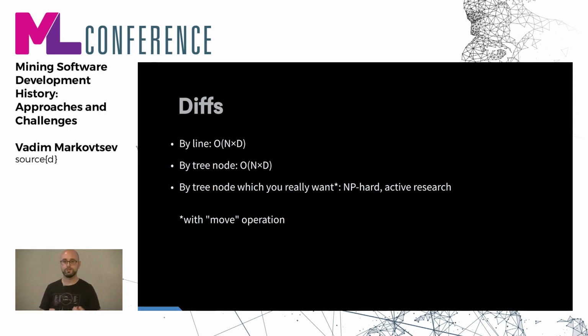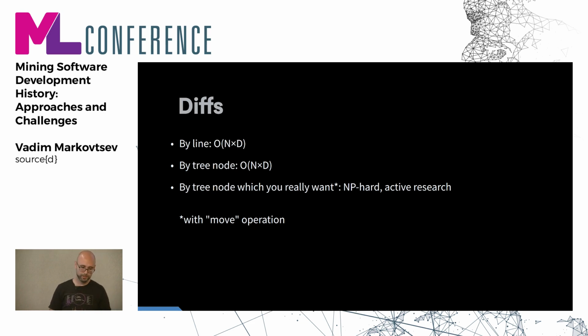However, as I said before, your source code file is a graph, so you could try to calculate the difference on the graph level. And if you constrain yourself by just having two possible operations, adding a node and removal of a node, there is no problem. The complexity will still be the same, and you calculate your graph difference quite easily.